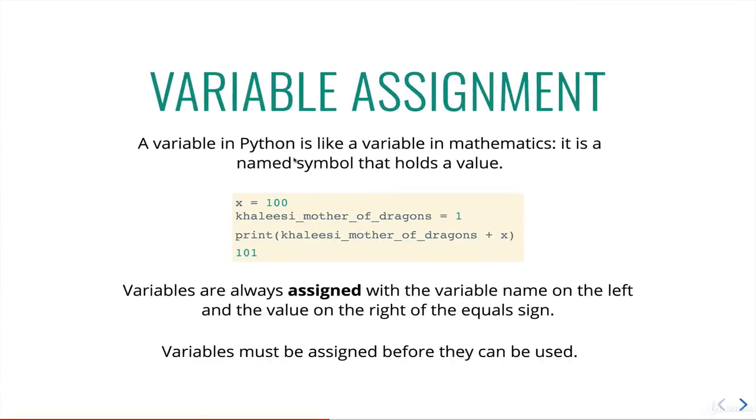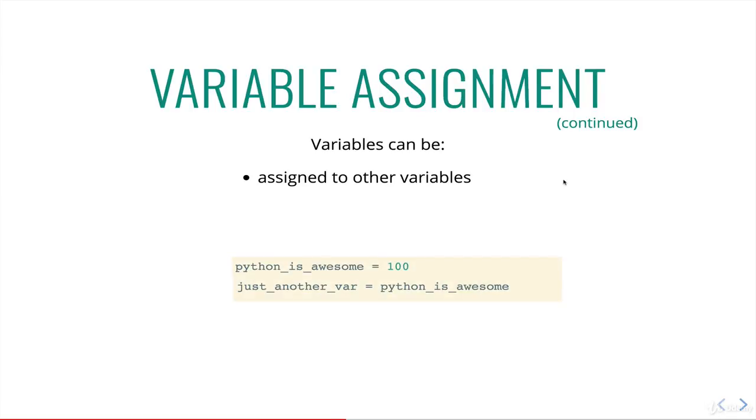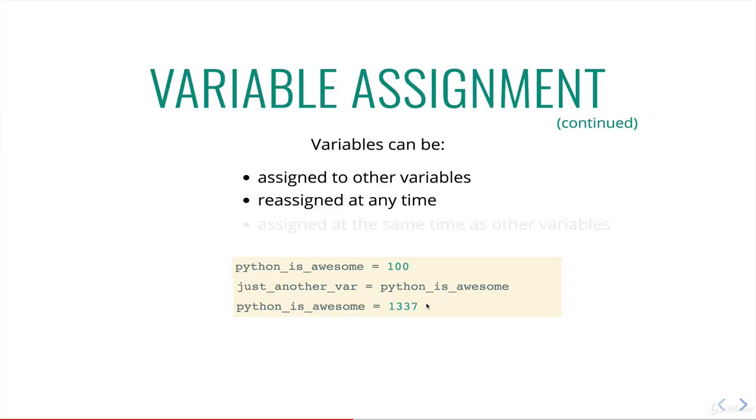So that's where we get to the next thing, which is variable reassignment. So variables can be assigned to other variables. So here's an example. python_is_awesome equals 100. And I could say just_another_variable equals python_is_awesome. And so then at this point, just_another_variable is equal to 100. So variables can also be reassigned at any time. So I could change python_is_awesome to 1337. So it's no longer equal to 100. I've changed it to 1337.